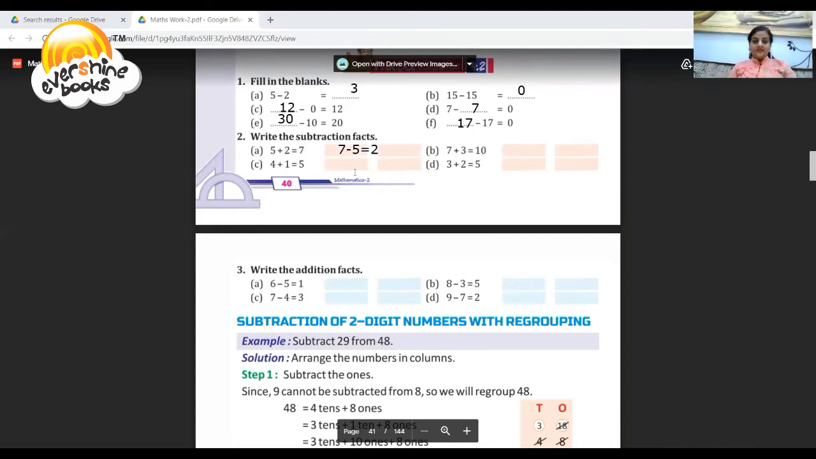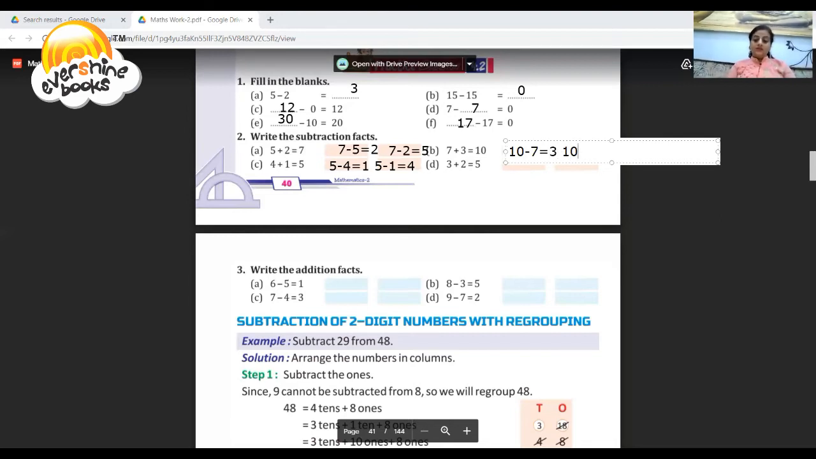Okay. Next is 7 minus 5 is 2 and 7 minus 2 is 5. This is the fact. Okay. Next is 4 plus 1 is 5. So 5 minus 4 is 1 and 5 minus 1 is 4. It is interchanged. Now 7 plus 3 is 10. So we are going to write here 10 because it is the minuend. 10 minus 7 is equal to 3.